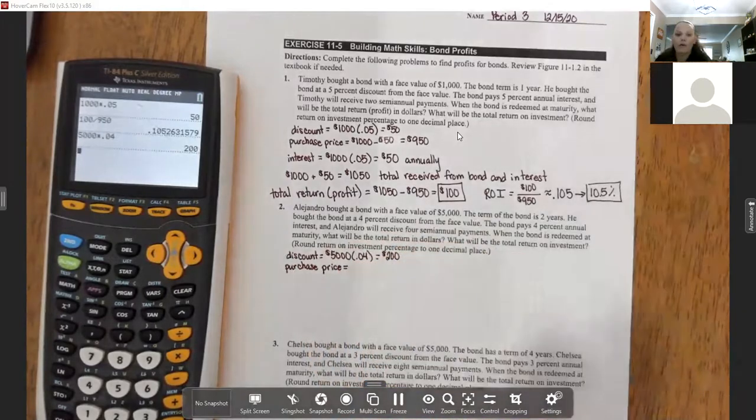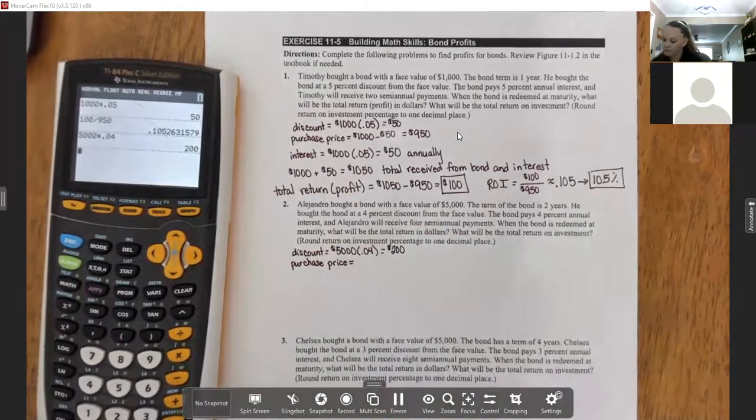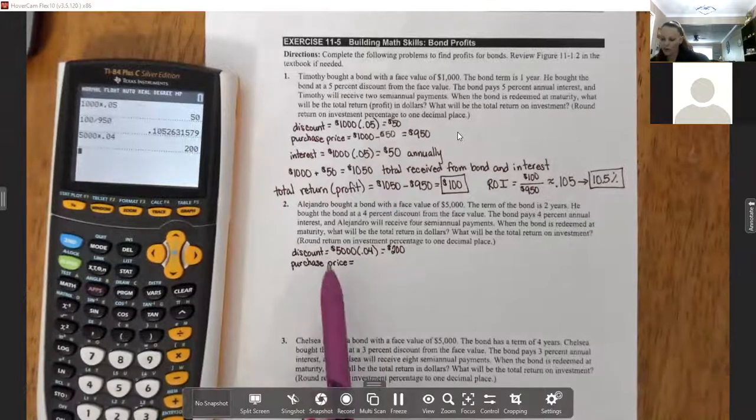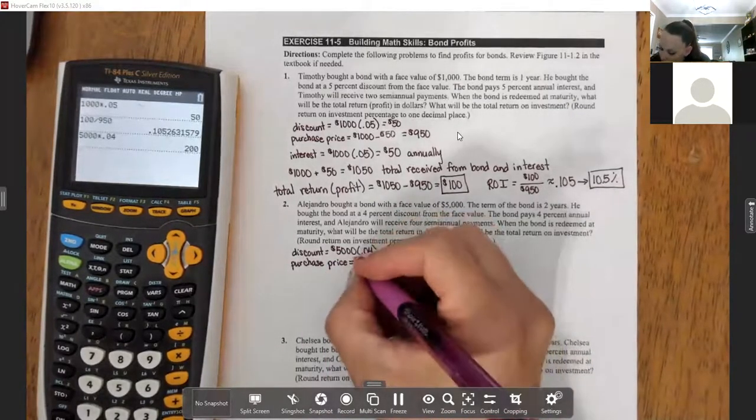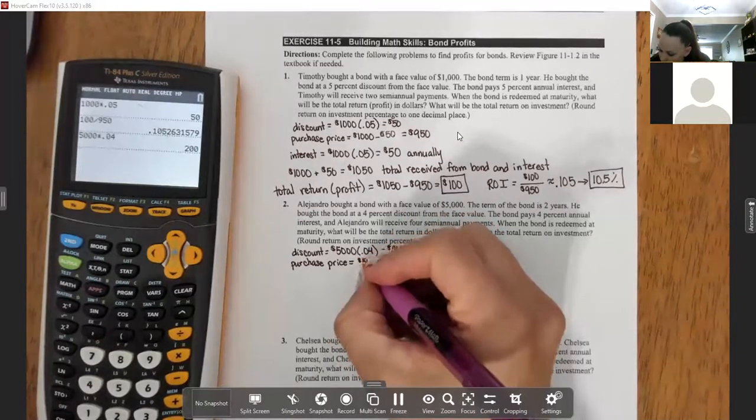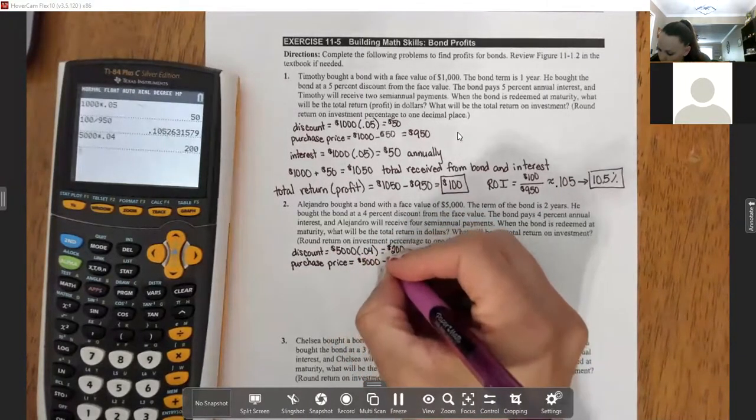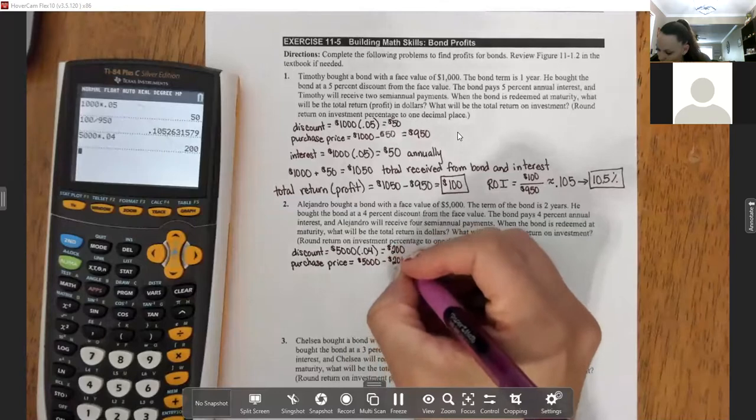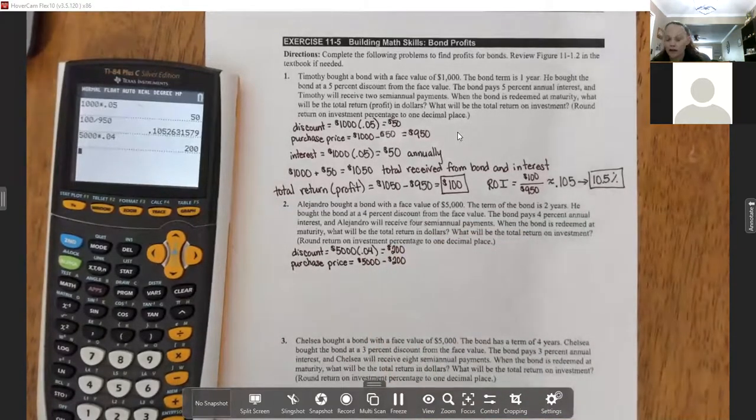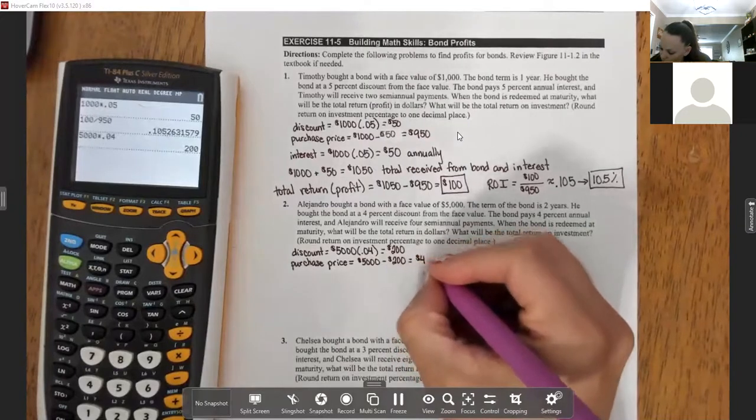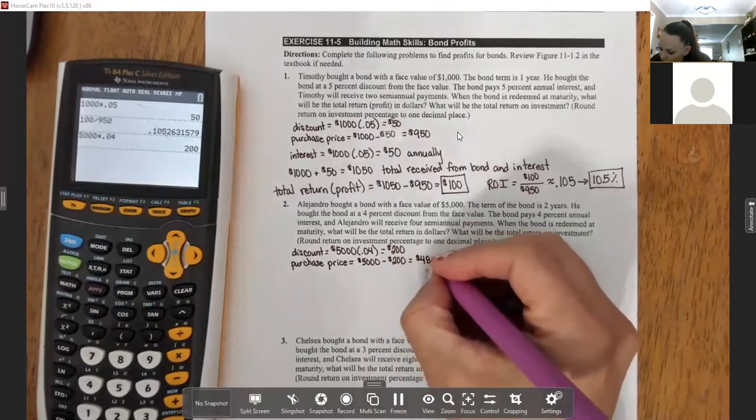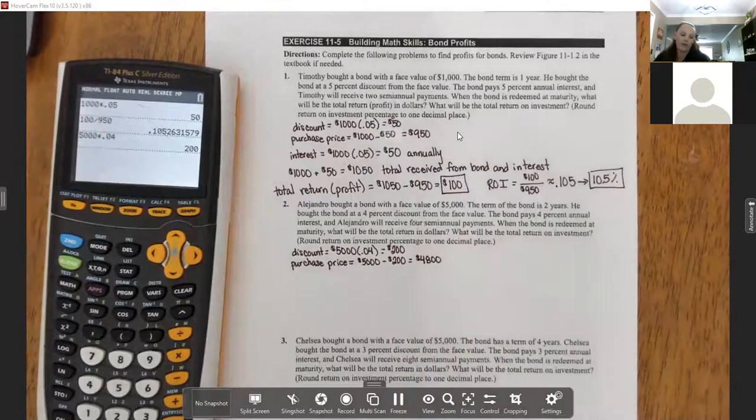Okay. So his purchase price then. So he got it for a discount. It has a face value of $5,000. But he got a $200 discount. So we're going to subtract that. 5,000 minus 200 is going to be $4,800. So that's how much Alejandro is paying for this bond.